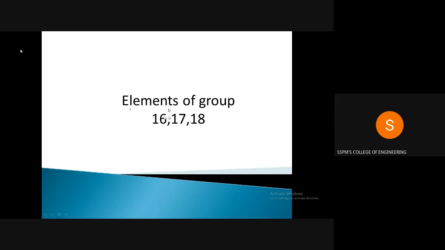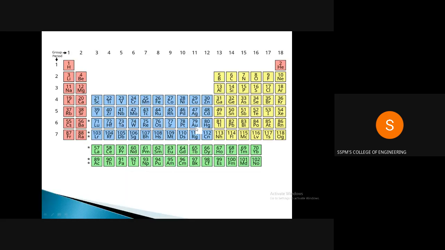From this, we already know the group elements of group 13, 14 and 15. And now we are studying group 16, 17 and 18. These are the P block elements. Let us see some important concepts related to elements of group 16, 17 and 18. So this is the modern periodic table.